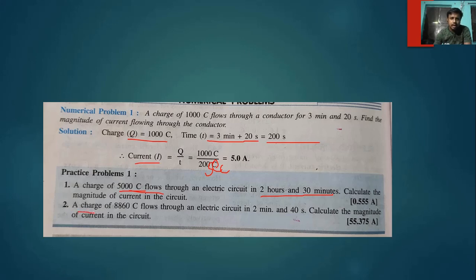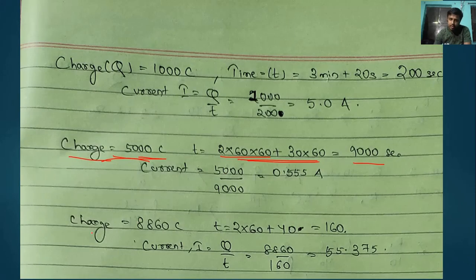In the third question, a charge of 8860 coulomb. So Q is given as 8860, t is 2 minutes and 40 seconds, 2 into 60 is 120 plus 40 is 160, and then we have to calculate the magnitude. We have to first write the given, then t is equal to 160, current I is equal to Q by t, that is equal to 8860 by 160, that would be somewhere around 55.375 ampere. Next, on to the second set of problems.